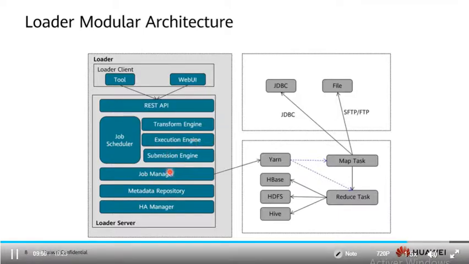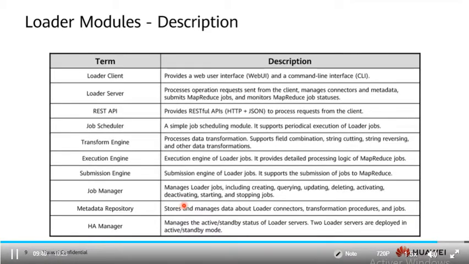As for the job manager, it is responsible for all the management work like creating, querying, updating, deleting, activating, deactivating, starting, and stopping jobs. Besides, we can see the metadata repository and HA manager here. The metadata repository stores and manages all the metadata, and the HA manager manages the active and standby status. Okay, if you find it slightly difficult to follow all the descriptions of all components, don't worry, you can have a look at this table as a reference. And basically, it is quite similar to what I have just introduced.